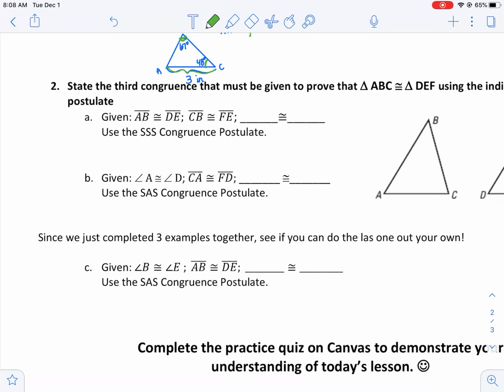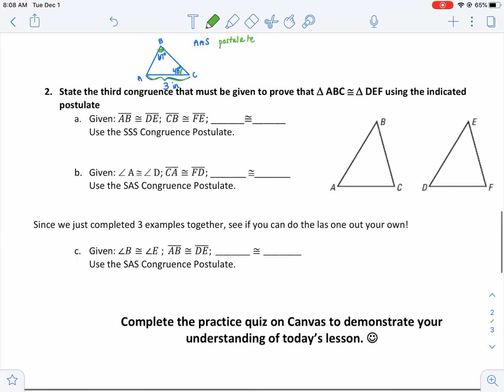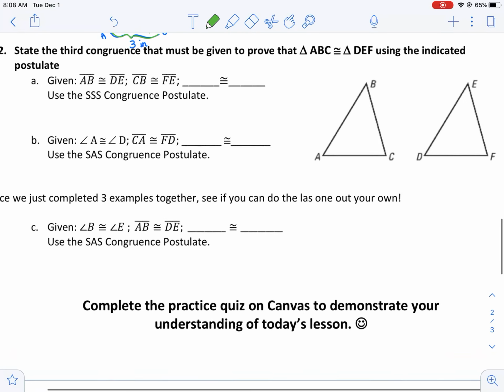Okay, next up, we are stating congruency statements using all of our postulates. So, looking at A, given that AB is congruent to DE and CB is congruent to FE, what else do we know is congruent based off the side congruency postulate? Well, we were given a side, we were given another side, so we have to state that that third side is what's congruent. So AC is congruent to DF.